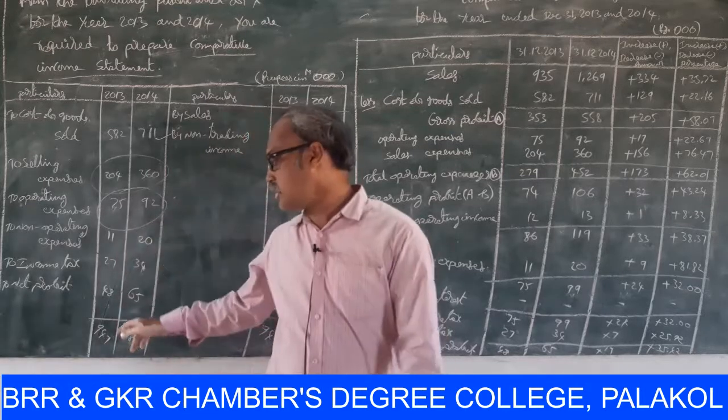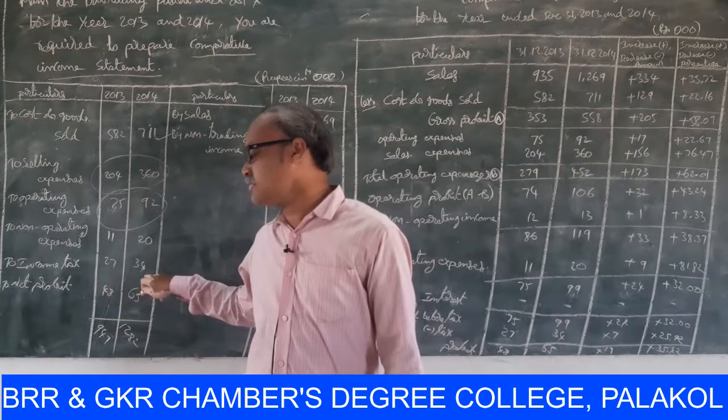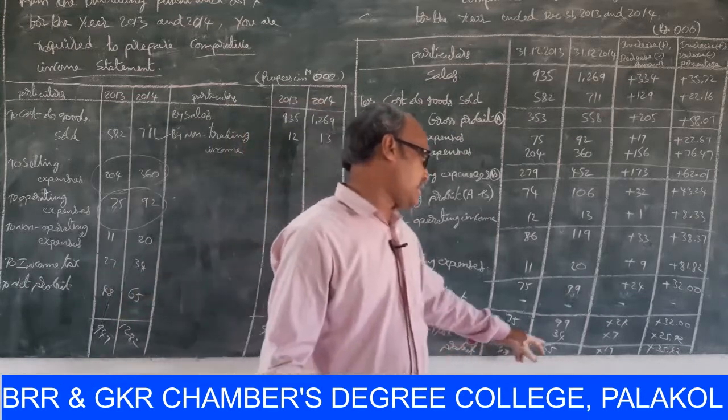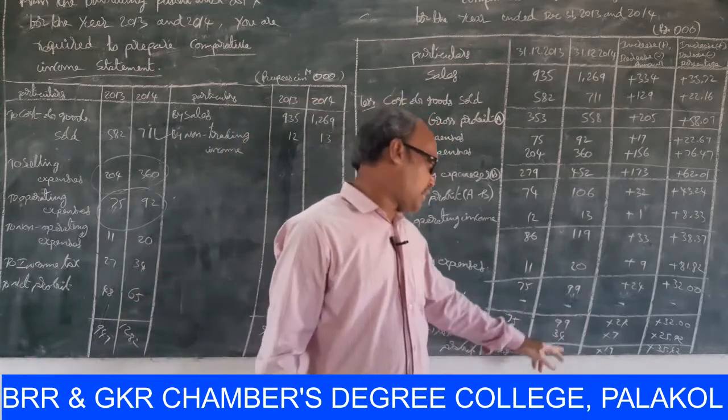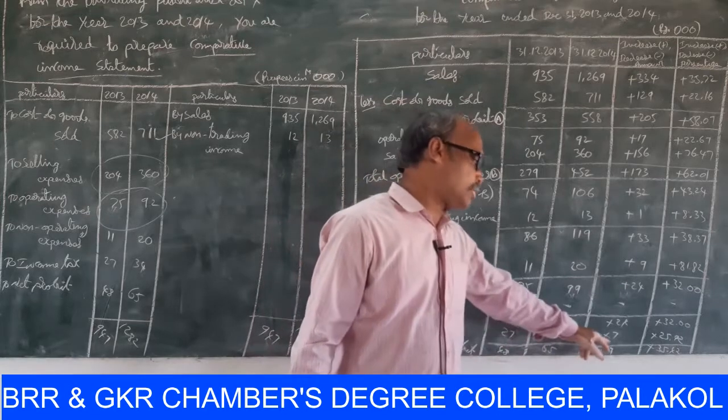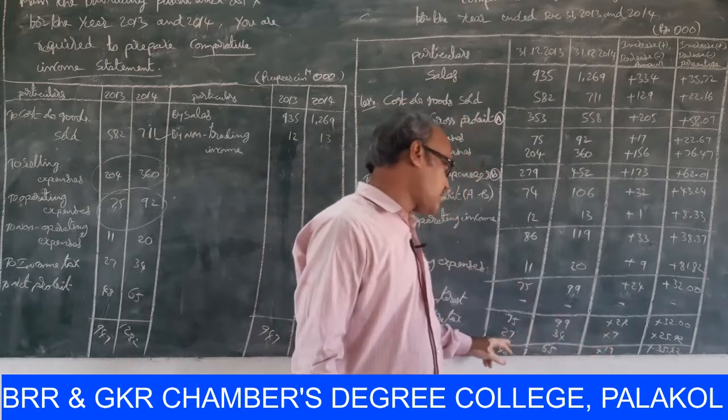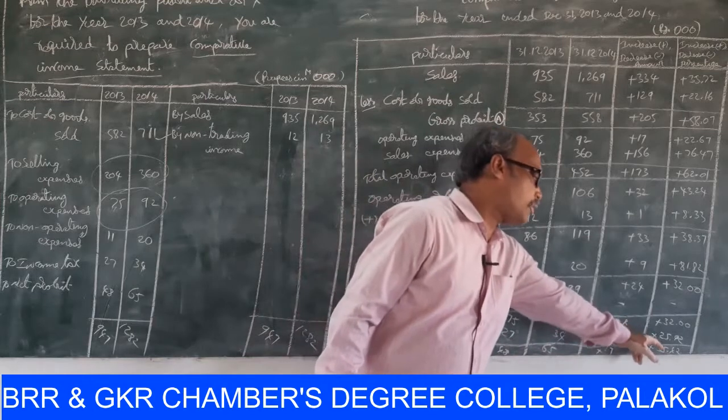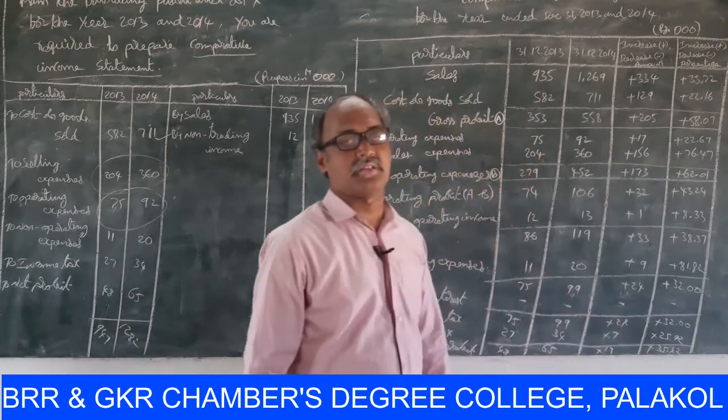What is the tax amount here? 27 and 34. 34 minus 27, that is equal to plus 7. 7 by 27 into 100, 25.92%.